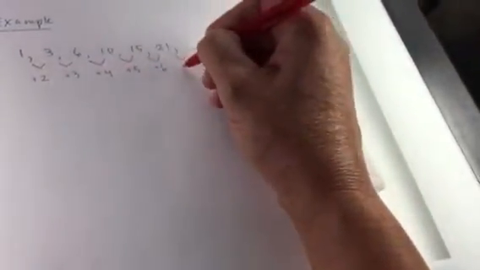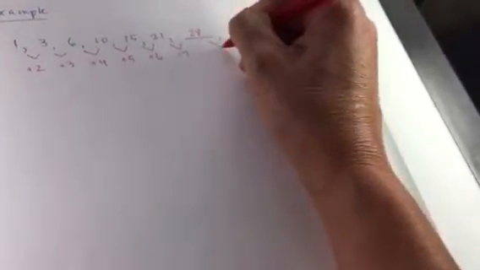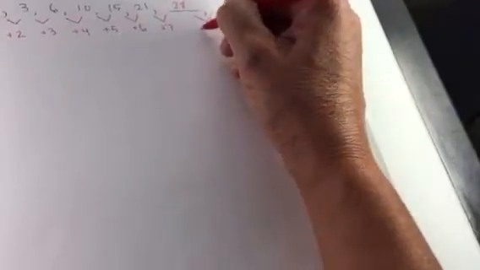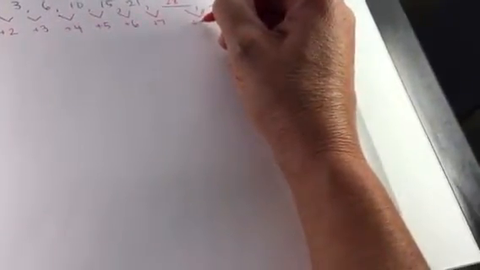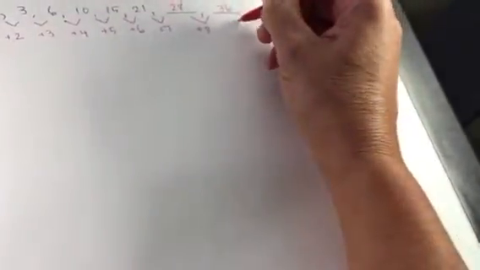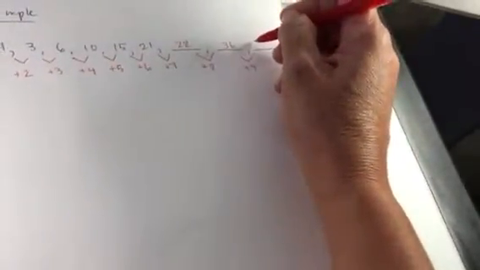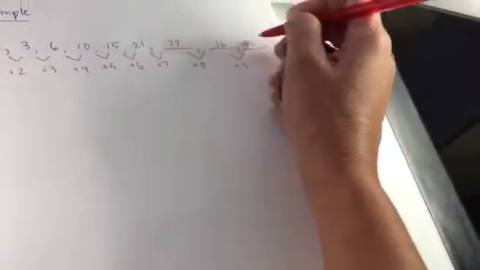It'd be plus 7, 28. And then the next one would be plus 8, and that would be 36. The next one would be plus 9, 45.